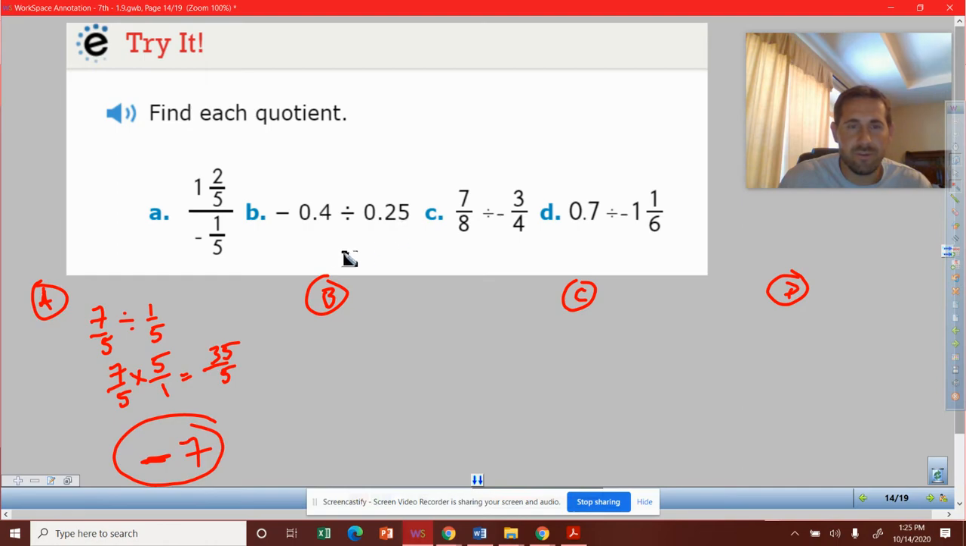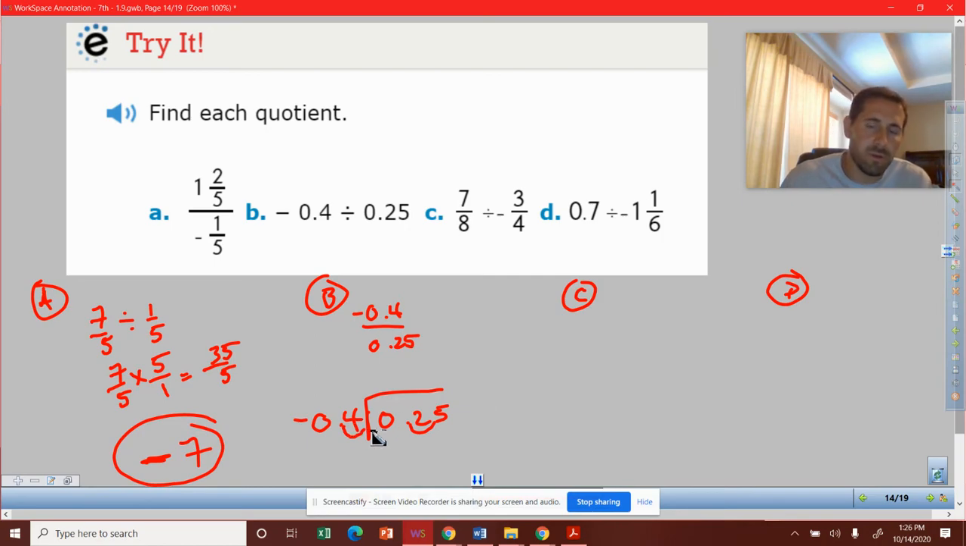Okay, now we have 2 decimals. So with these, we have a negative divided by a positive. I like to just kind of visualize it, so I make sure I put the correct number underneath my long division bar there so that we can go ahead and do our long division. So I need to move this decimal, so I'm dealing with a whole number. That means I got to move this decimal. So I really have 4 and 2.5. Again, negative divided by a positive is a negative.